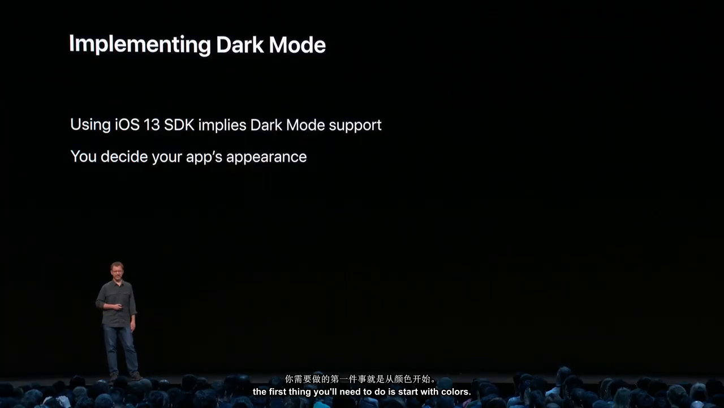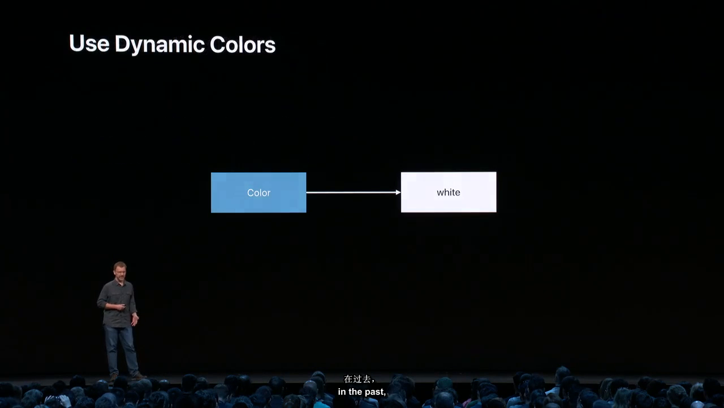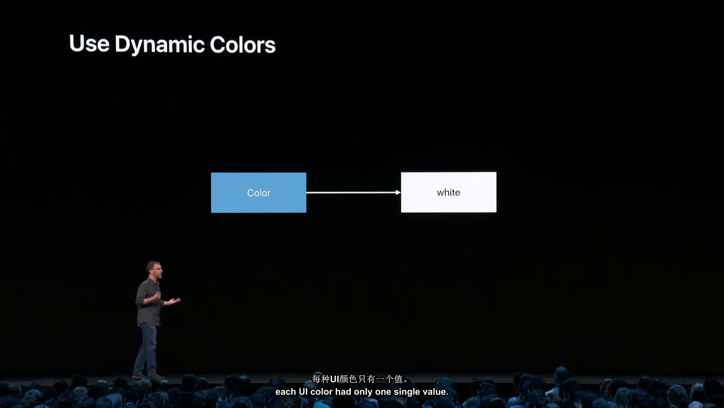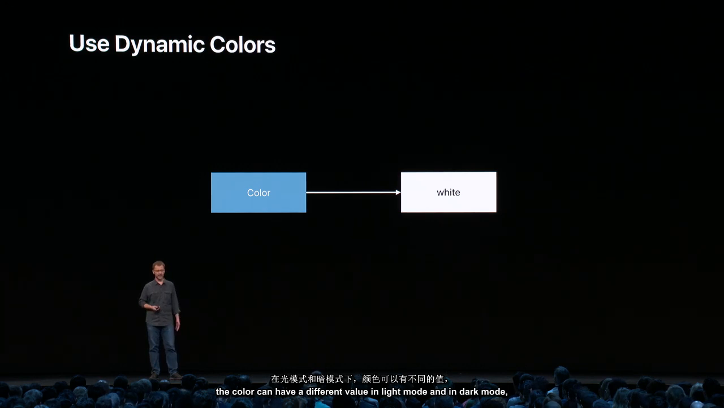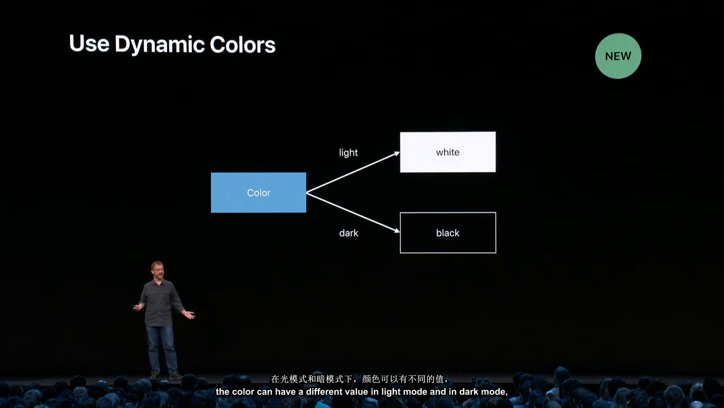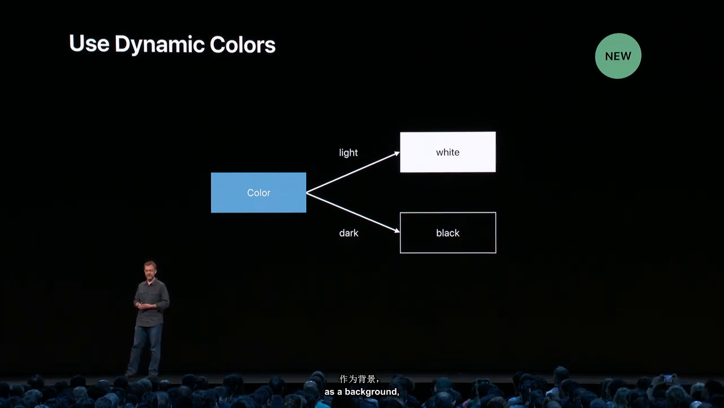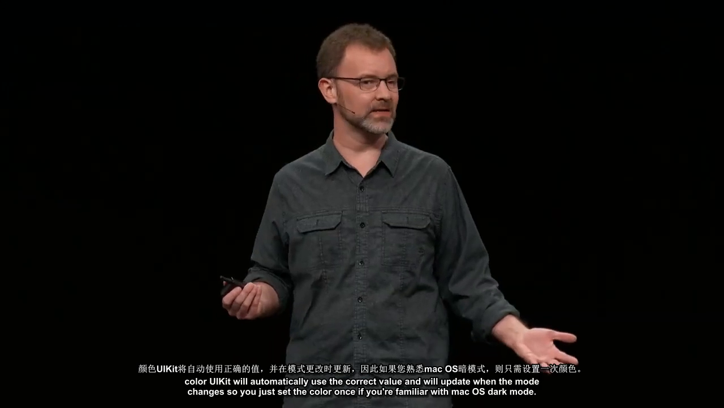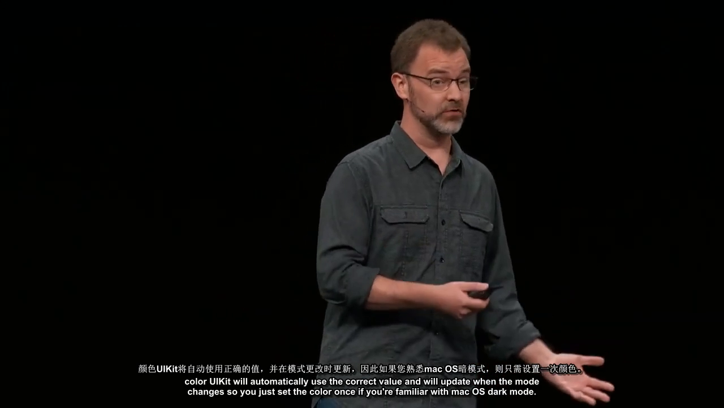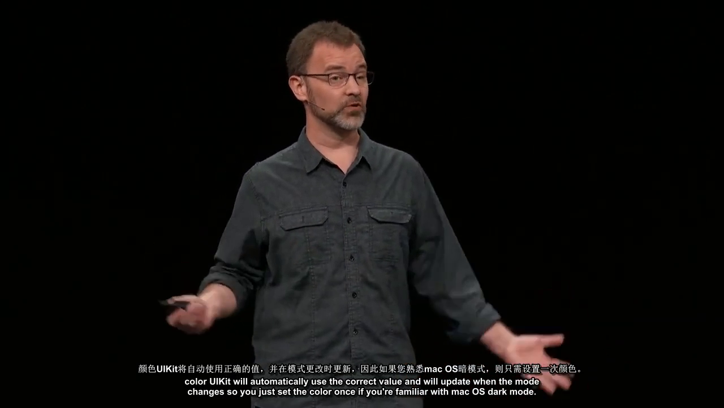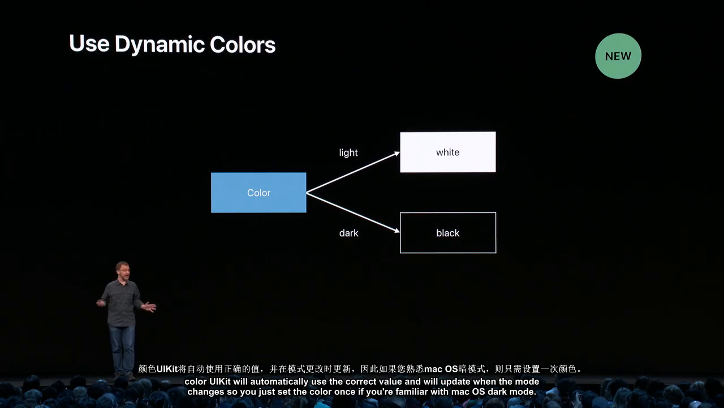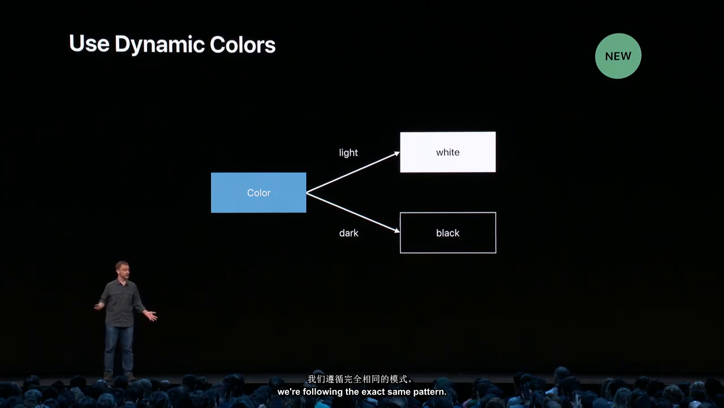The first thing you'll need to do is start with colors. Now, in the past, each UI color had only one single value. It was always the same. Now they can be dynamic. The color can have a different value in light mode and in dark mode. And when you set one of these dynamic colors on a view, for instance, as a background color or a text color, UIKit will automatically use the correct value and will update when the mode changes. So you just set the color once. If you're familiar with macOS dark mode, this is how NSColor works. We're following the exact same pattern.